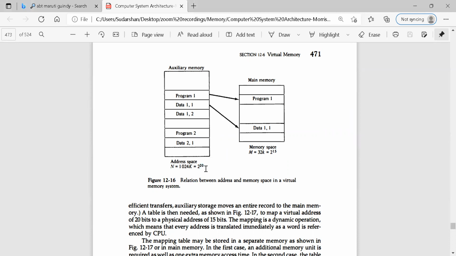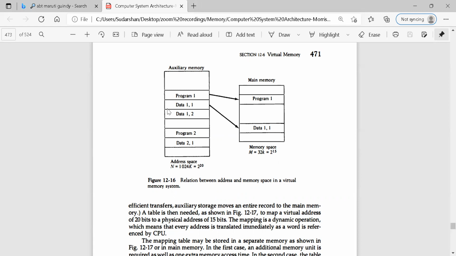To reference each and every location in secondary or auxiliary storage, you require a 20-bit address. Whereas to refer to each and every location in main or primary memory, you require a 15-bit address. A 20-bit address has to be mapped to a 15-bit address. That's the basic idea behind the concept of virtual memory. We have to translate or map a 20-bit auxiliary address to a 15-bit memory address. So this is the whole concept of virtual memory.